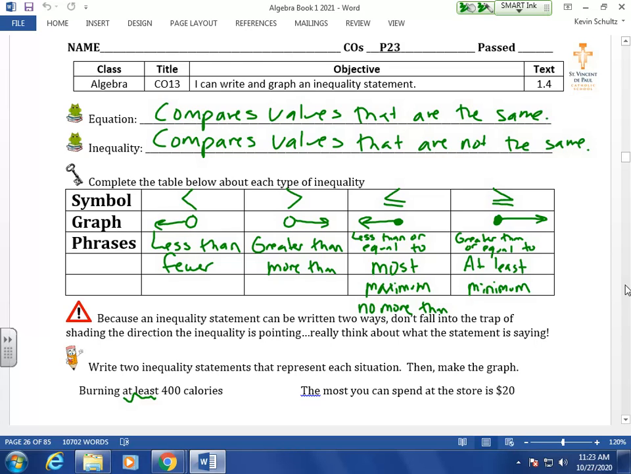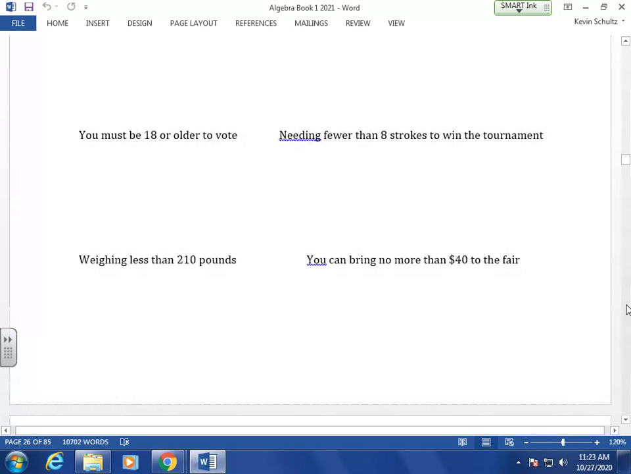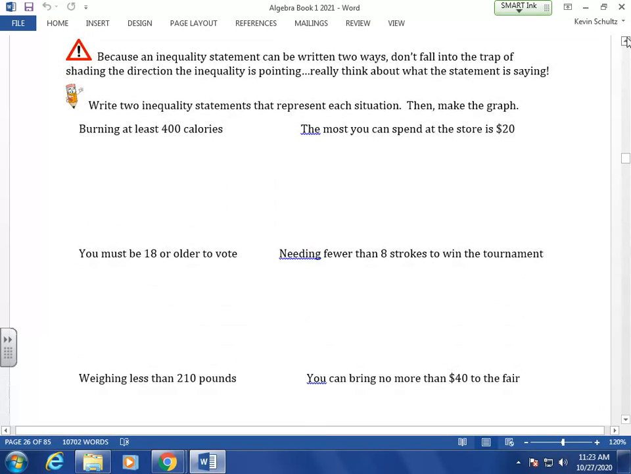So your task is to look at each situation and write the inequality two ways. So when we say burning at least 400 calories, we've already said that the number of calories that we want to burn is greater than or equal to 400. Okay, 400 is part of it, and anything greater than that. What's the other way to write this inequality? Picked on you. Not the graph of it, but the other way to write this statement. Elise?